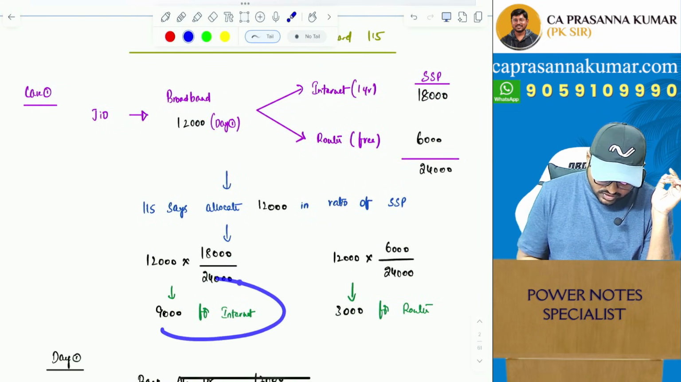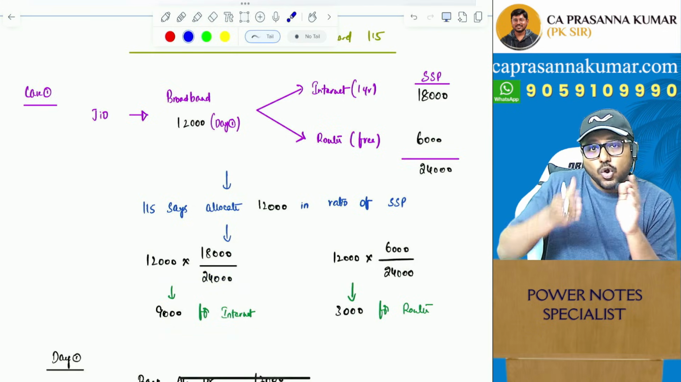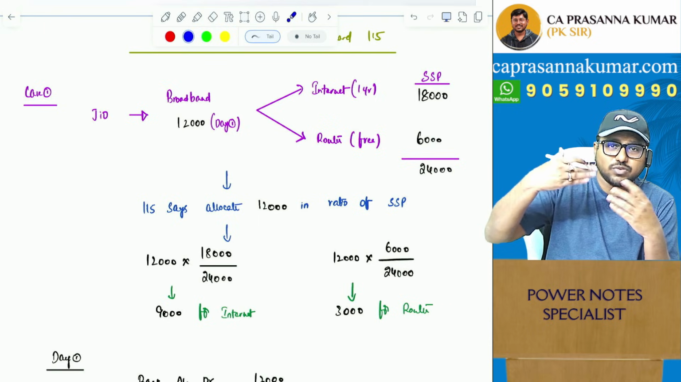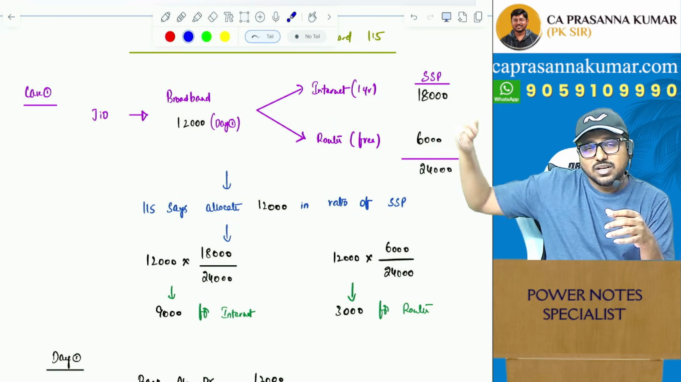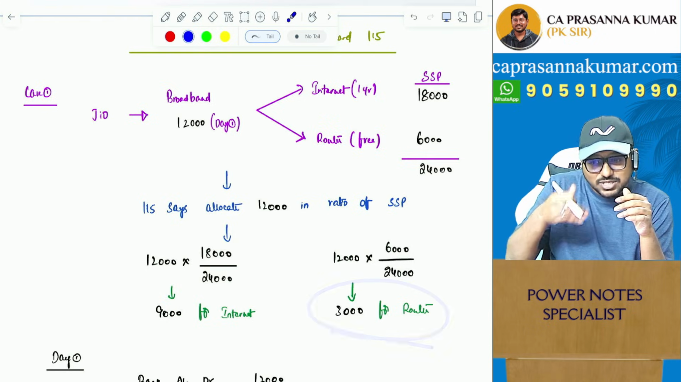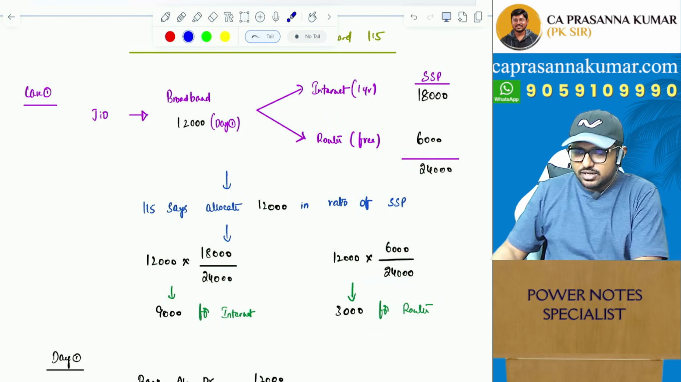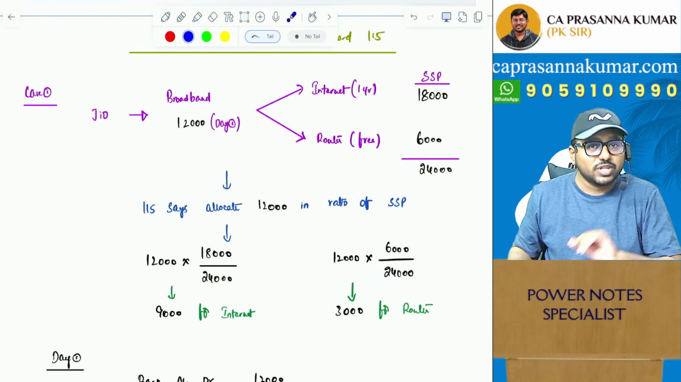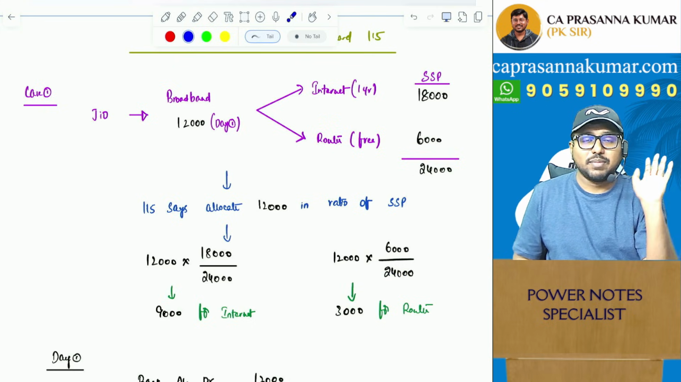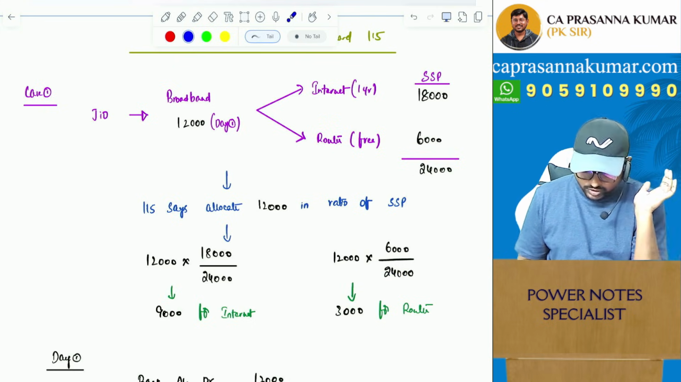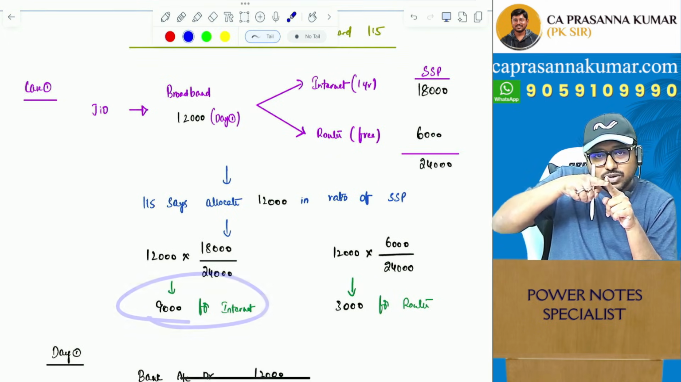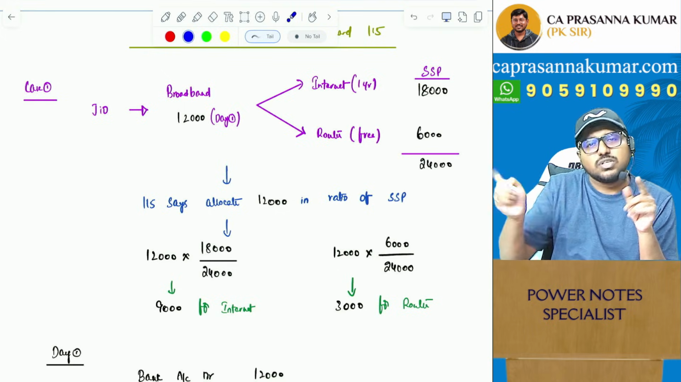Now, in case of internet, transfer of control happens over a period of time, because it's a service. First month some service is done, so transfer of control happens. Next month, next month, next month, like that it will happen over a period of 12 months. Whereas when it comes to router, it happens now itself, at a point of time. Immediately the router is given and the job is done. So with respect to router, transfer of control already happened. Which means you can recognize revenue, which means 3,000 I can recognize today itself. Whereas 9,000 I need to recognize over a period of 12 months, which means 9,000 divided by 12.